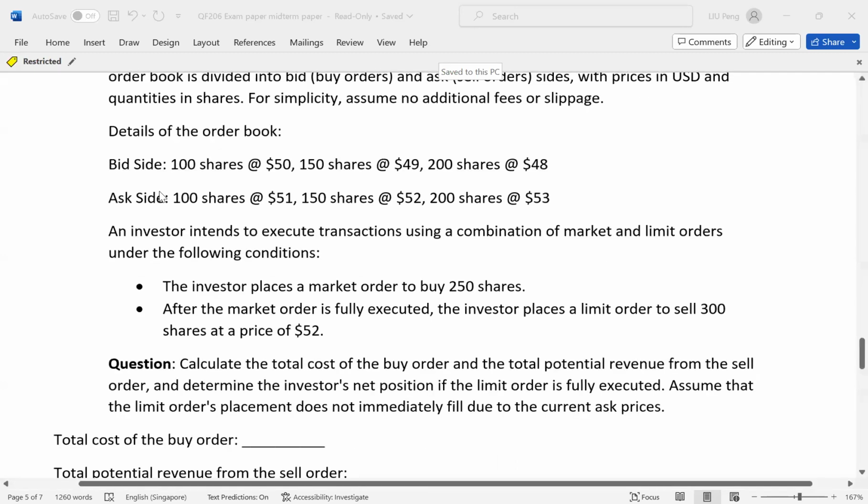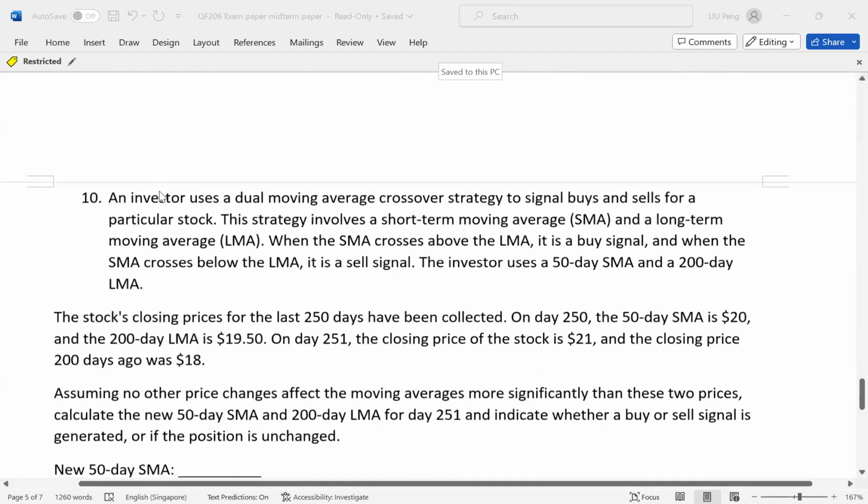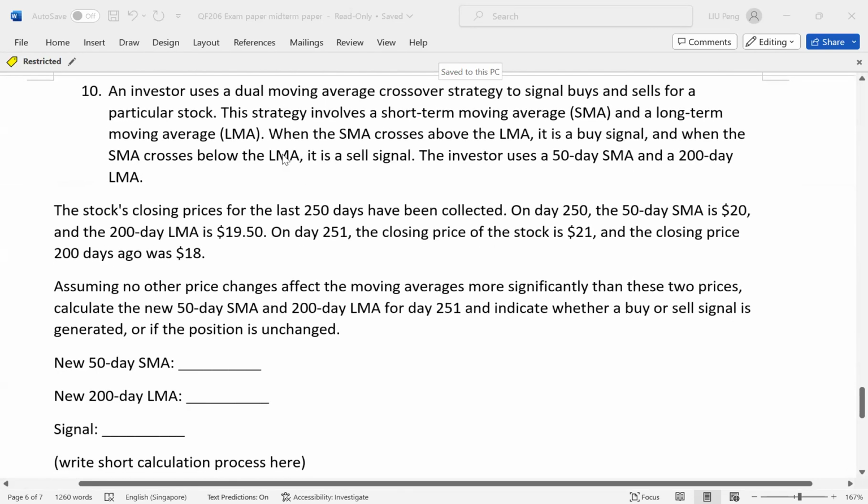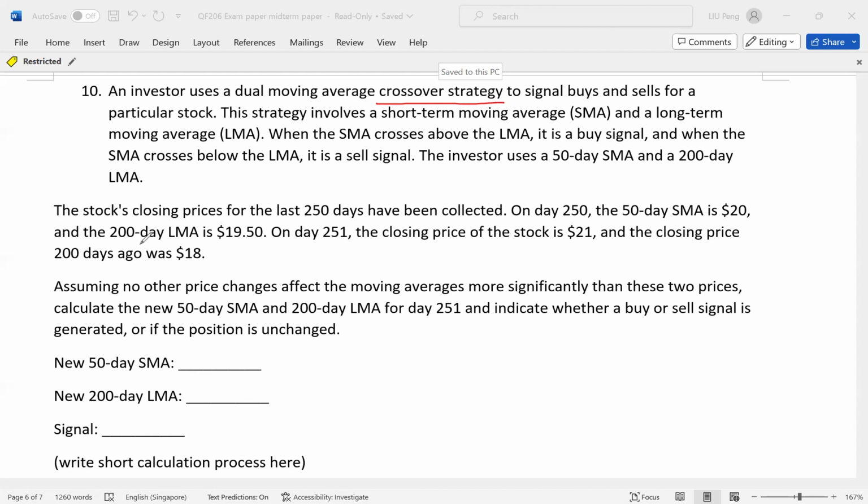All right. So any question, feel free to ask. So let's come to the last question, and this question tests our understanding of moving averages, right? In this case, it's a simple moving average. There's some trick in this question. Let's take a look. This text is just describing the process of a crossover strategy.